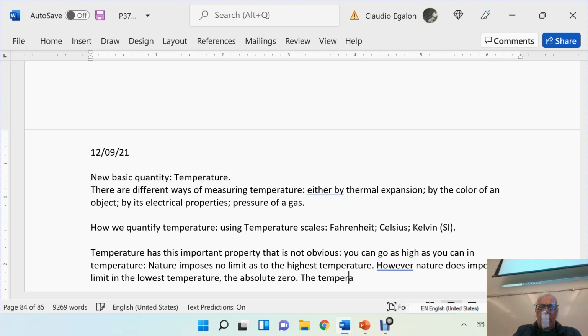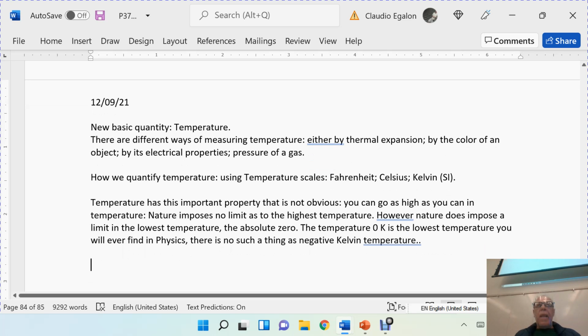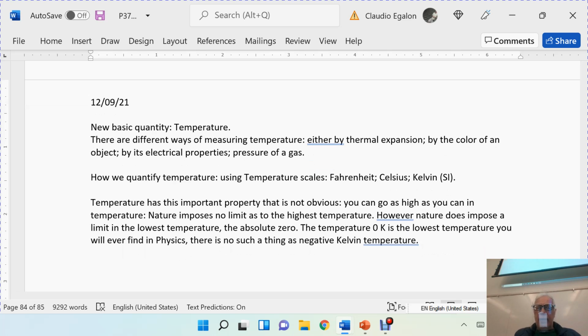The temperature 0 Kelvin is the lowest temperature you will ever find in physics. There is no such thing as a negative Kelvin temperature. Can you remember that? It's possible to make experiments to determine how this temperature relates to the Fahrenheit, the Kelvin, and the Celsius scale. It's possible to do that.